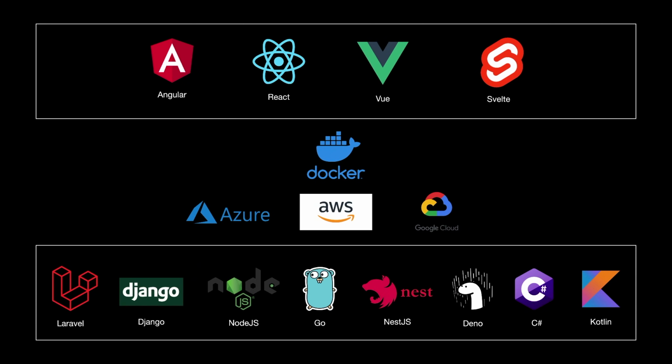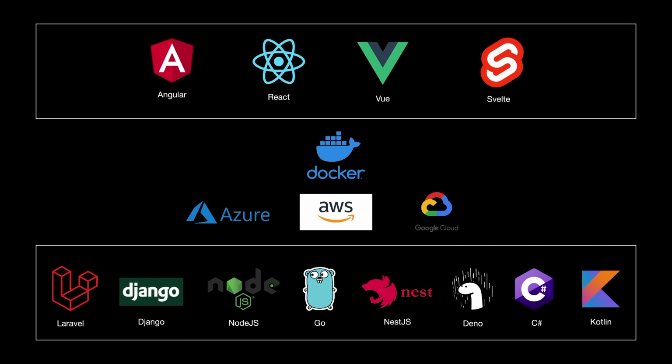This course will teach you how to deploy 10 of the most popular types of apps on the 3 most popular cloud providers. So if you want to learn to deploy a specific type of app, this course is for you. In this video, we'll create a Docker container for each of these apps and we'll deploy the container to Azure, AWS, and Google Cloud.